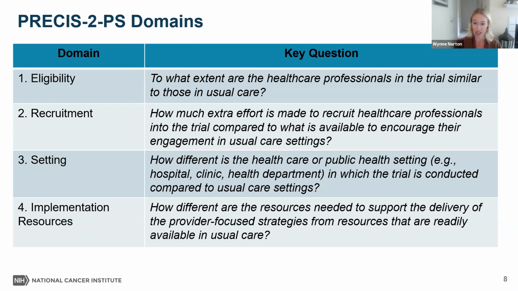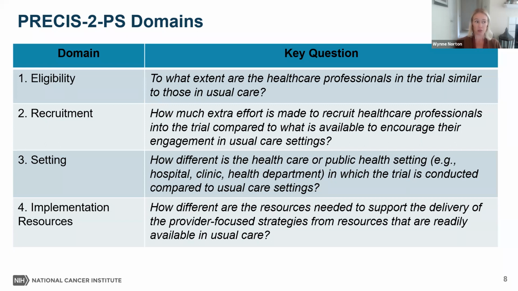The setting is how different the healthcare or public health settings, so hospitals, clinics, health departments, other types of organizations in which clinical and public health services are offered, in which the trial is planning to be conducted, are compared to usual care settings. So is it a rarefied healthcare delivery system? Are they federally qualified healthcare centers? To what extent are these relatively common and serve a large number of patients, or are they relatively distinct and have some type of different patient population that may not generalize to other particular settings?